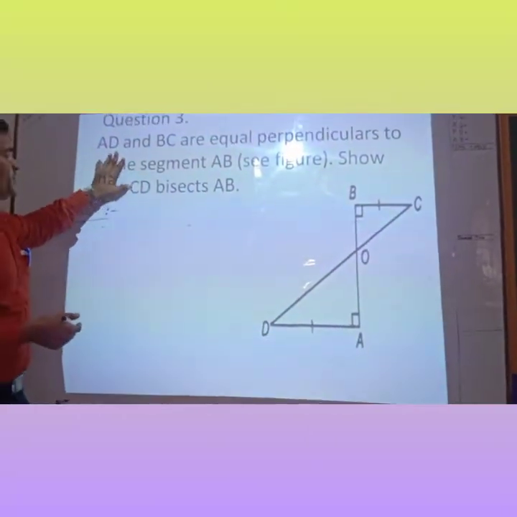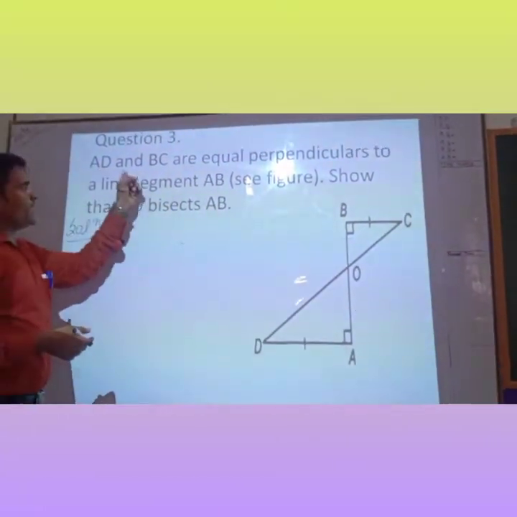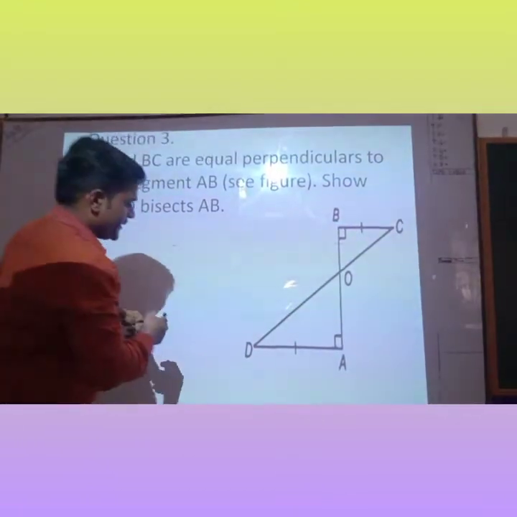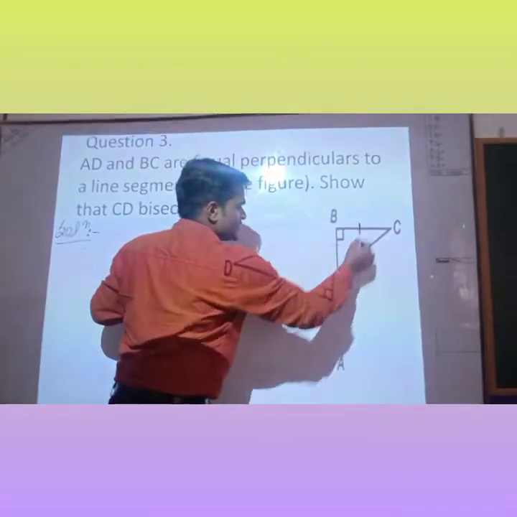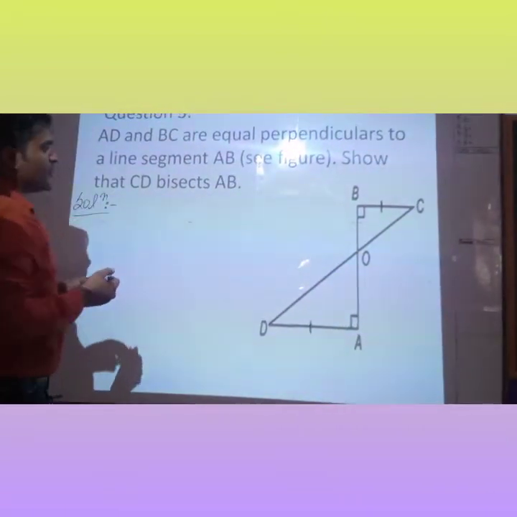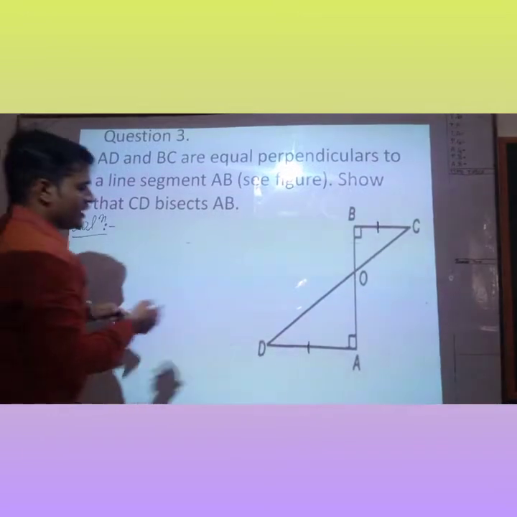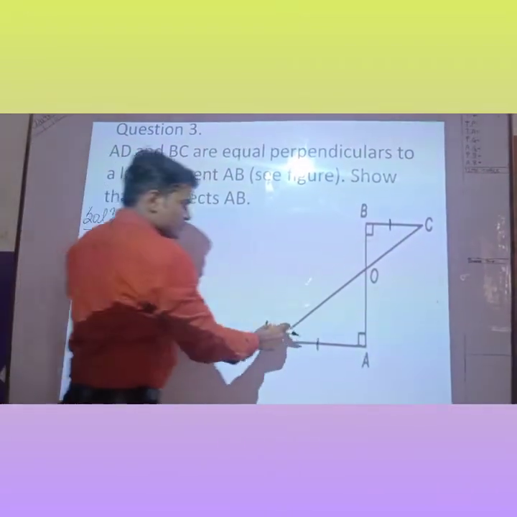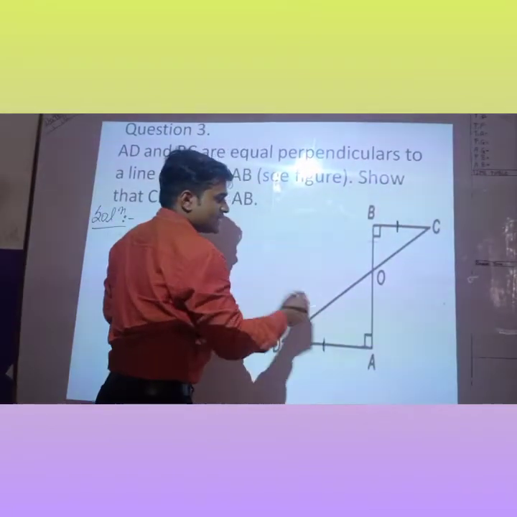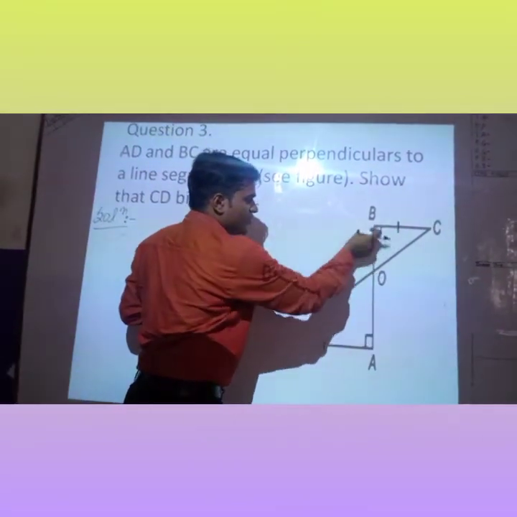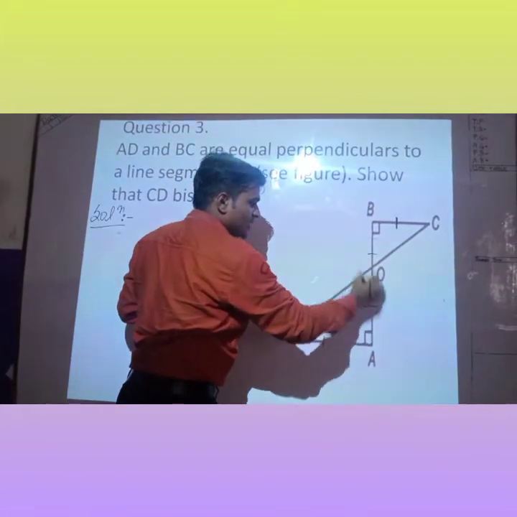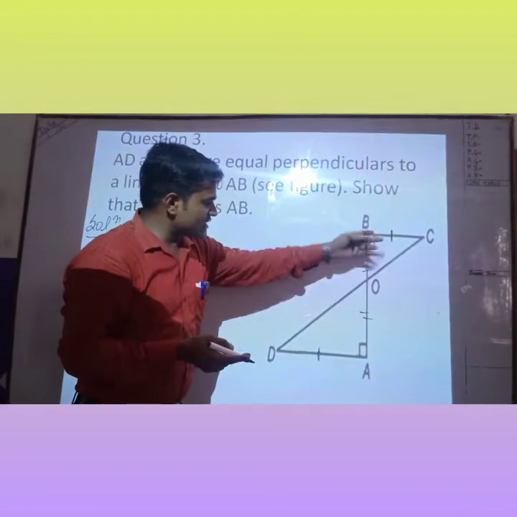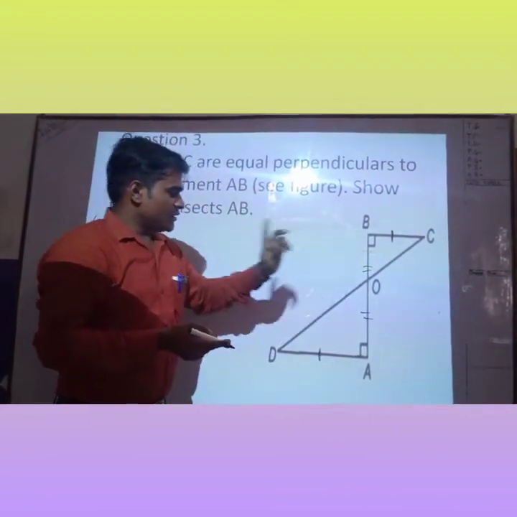In question number 3, given that AD and BC are equal perpendiculars to a line segment AB, show that CD bisects AB. We have to show that CD bisects AB. It means we have to prove that OB is equal to OA. These two sides are equal. Then we say that CD bisects AB.